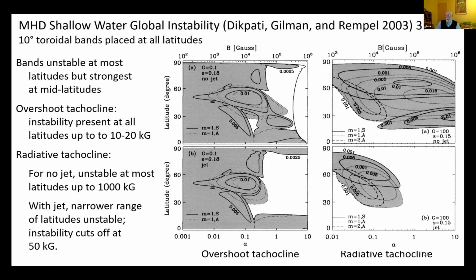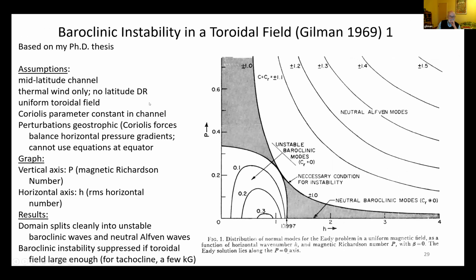And you can build regime diagrams for this also. The horizontal axis here is this toroidal field strength. So this is going, the top is from 100 Gauss up to 10 to the 6 Gauss. And you can see you get instability at reasonably fast growth rates almost everywhere, particularly if the toroidal field strength is less than, say, 10 to the 5th Gauss. So it's going to be very common in the shallow water system.